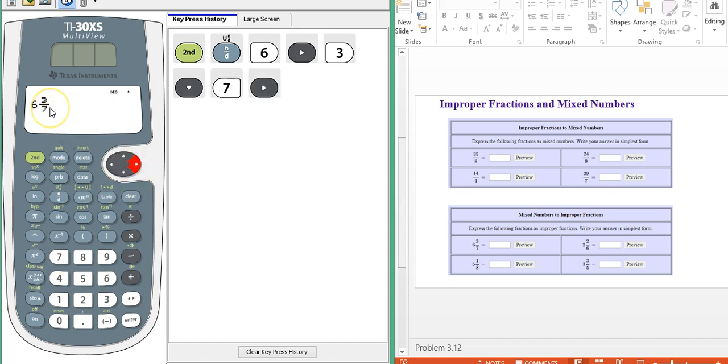Now I want to change this to an improper fraction, so I'm going to hit second and this button again, the x10n, which changes n over d to U n over d. And our result is 45/7, and again, this will always be simplified. Let's look at the next one.